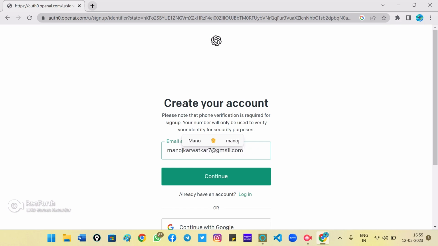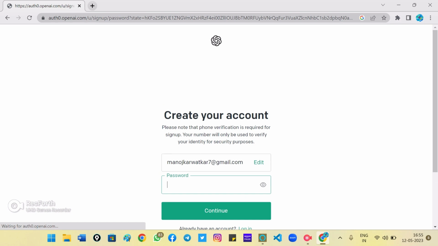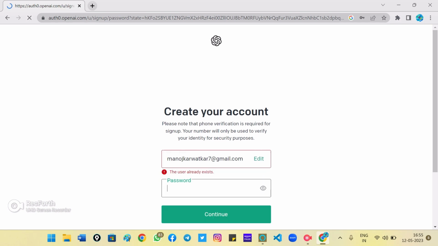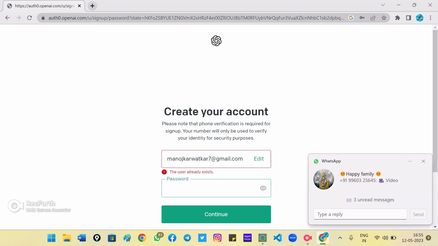Let us see, I have that email ID. Continue, and then password. When I hit continue here, it shows that the user already exists. That means I am already a user with that email ID.